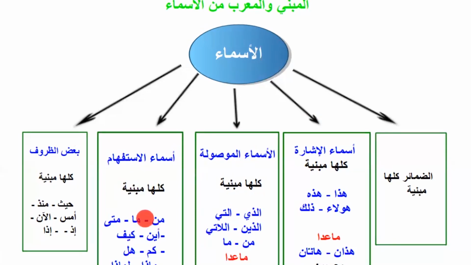Man, who; ma, what; mata, when; aina, where; kaifa, how; kam, how much, or how many, it depends on the sentence where it finds itself. Hal, the same way. Maza, the maza. So all these are the Asma'ul Istifham.